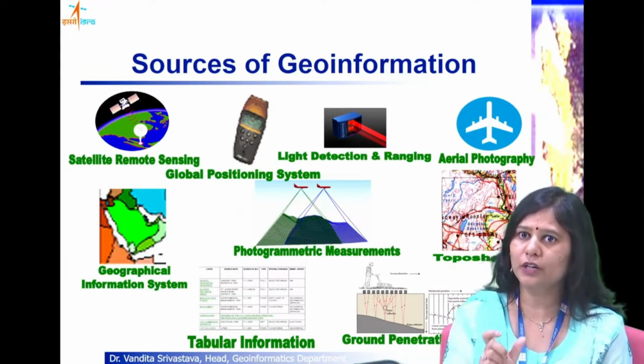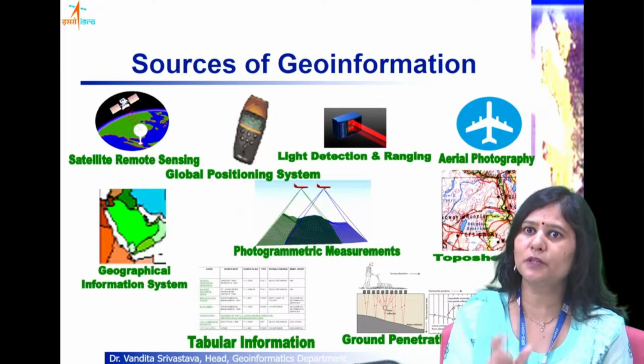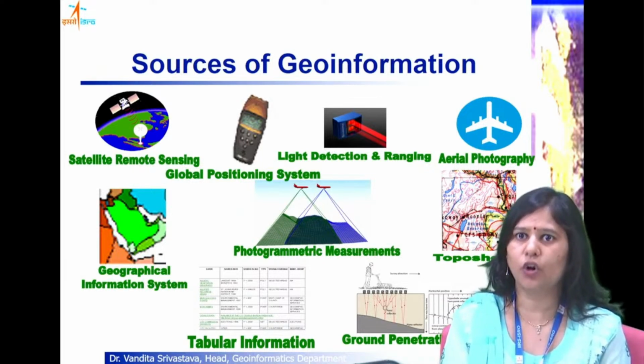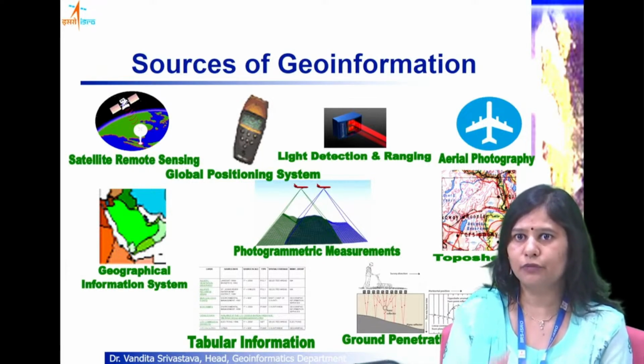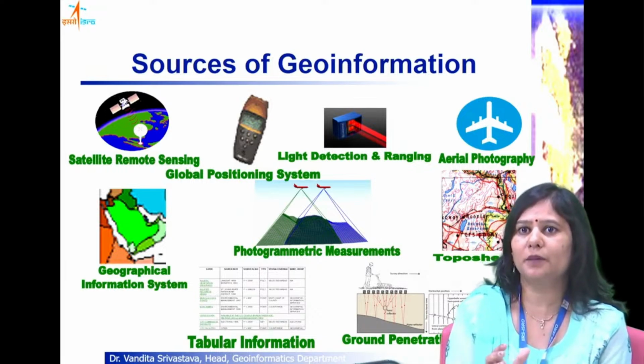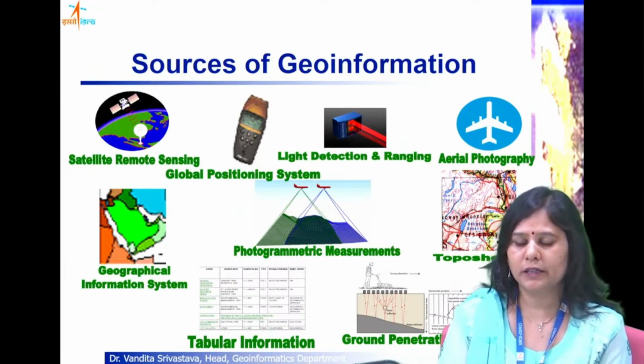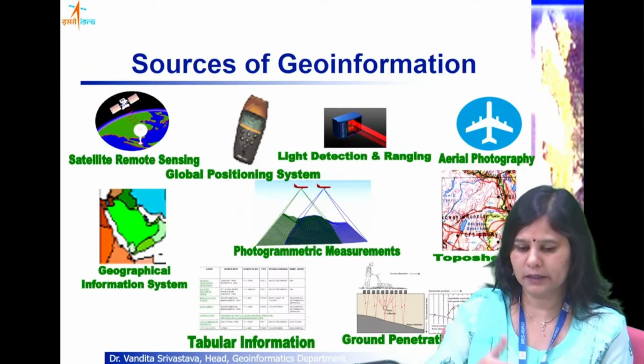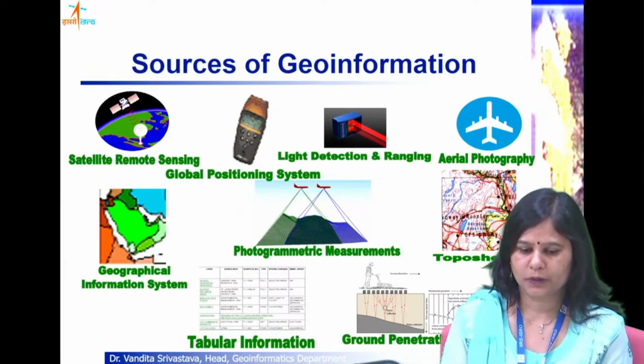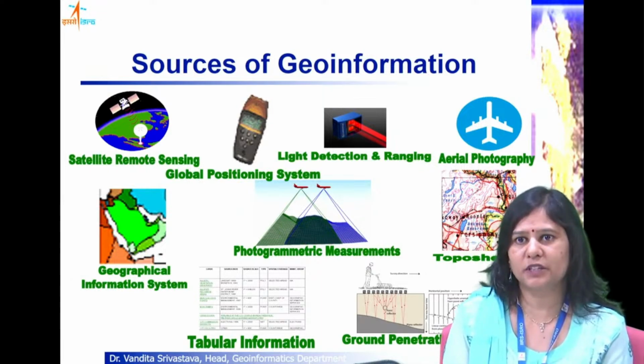When we call it geographic information, we are talking specifically about the surface of earth, or earth in general. But if we remove the geo part, then it becomes spatial information. It can be anywhere in space, in space and time. So in that case we will call it spatial information.